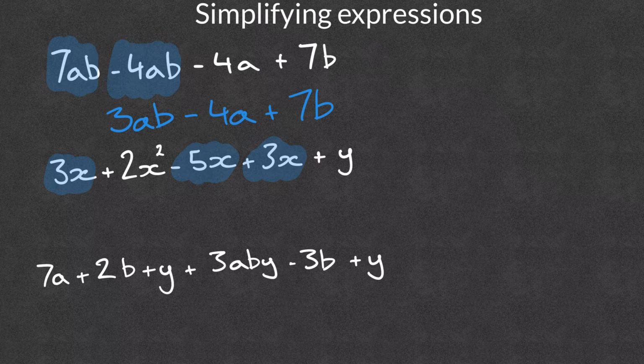And now we've got 3x, take 5x, that's negative 2x, plus 3x, that leaves us with 1x. And we can just write that as x. And then we just add in the rest that we haven't done. Plus 2x squared, plus y.